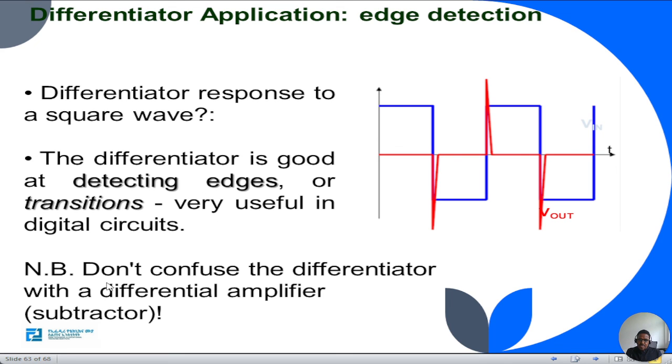But don't confuse the differentiator with a differential amplifier; that is a subtractor. So this is about a differentiator. The differentiator's output depends on the frequency, being directly proportional to the frequency, showing sensitivity to the frequency. So thank you.